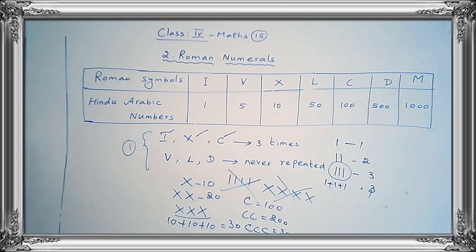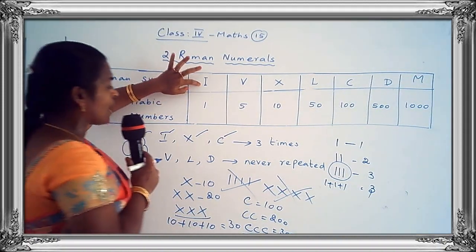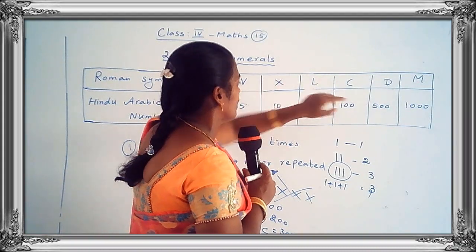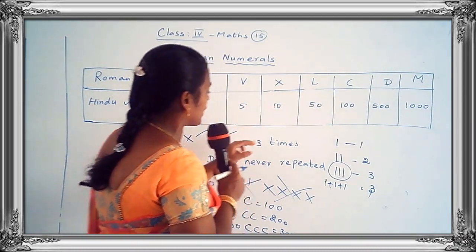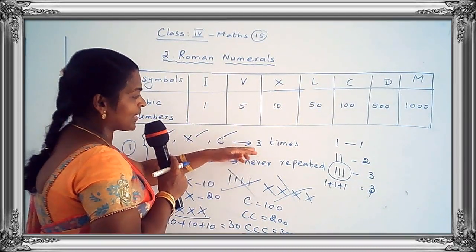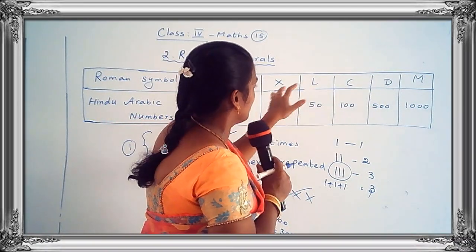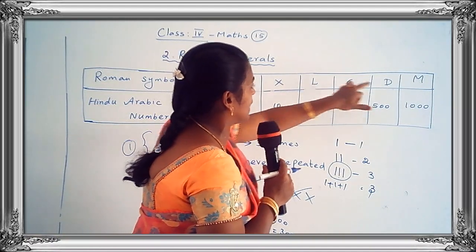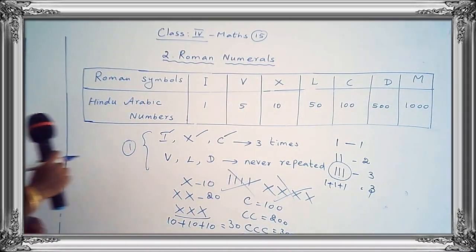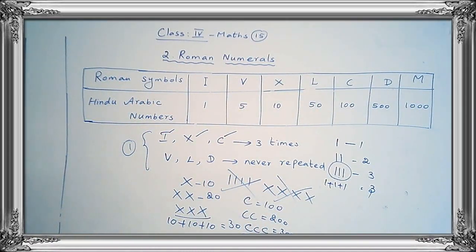Okay. நல்லா புரிஞ்சிக்க நம்ம symbol வந்து I, X, C. இந்த 3 சிம்பலும் நம்மளுக்கு எப்படி இருக்கும்? 3 times வந்து repeat ஆகி எழுதலாம். அதே மாதிரி V, L, D. இந்த 3 சிம்பலும் நம்மளுக்கு என்ன ஆகாது? Repeat ஆகாது. ஒரே ஒரு டைம் தான் எழுத முடியும். சரியா? Now clear? Yes. Now you come to the second rule.